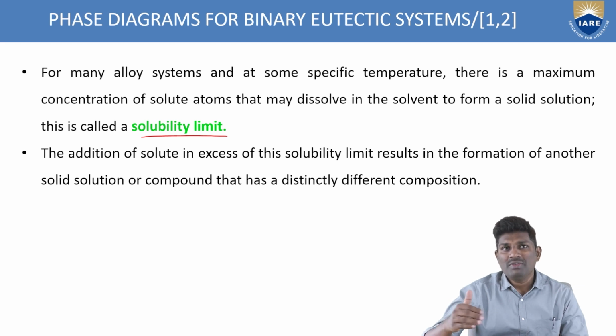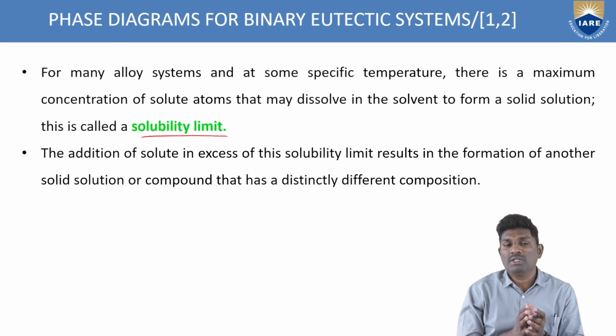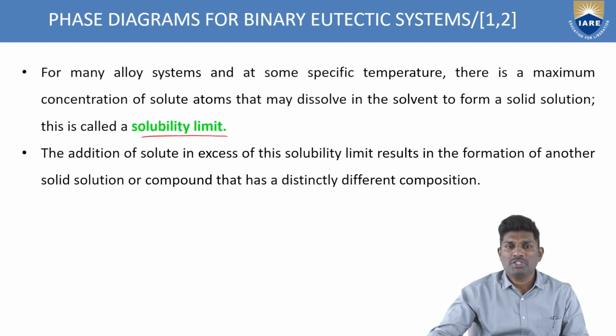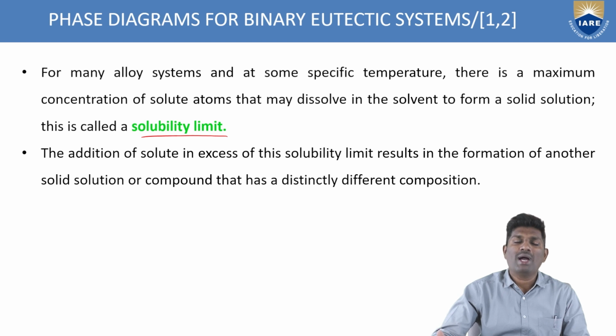So if you still add more solute to the solvent, it will not completely dissolve in the solvent. There is a formation of another solid solution. In the example we discussed earlier of sugar and water, we get a thick layer of dense sugar syrup, which forms another solid solution. That's why there is a solubility limit. After crossing the solubility limit, though you add more solute to the solvent, it will not dissolve in that solvent.